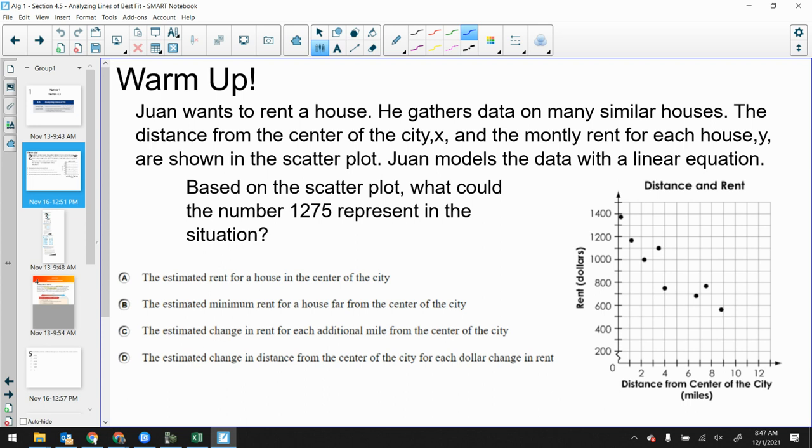Now, the estimated change in distance. Could D be an answer then? No. So I can knock out D right away because that's distance. So what do we think our answer is? What do we think our answer is? A. I would agree with A.